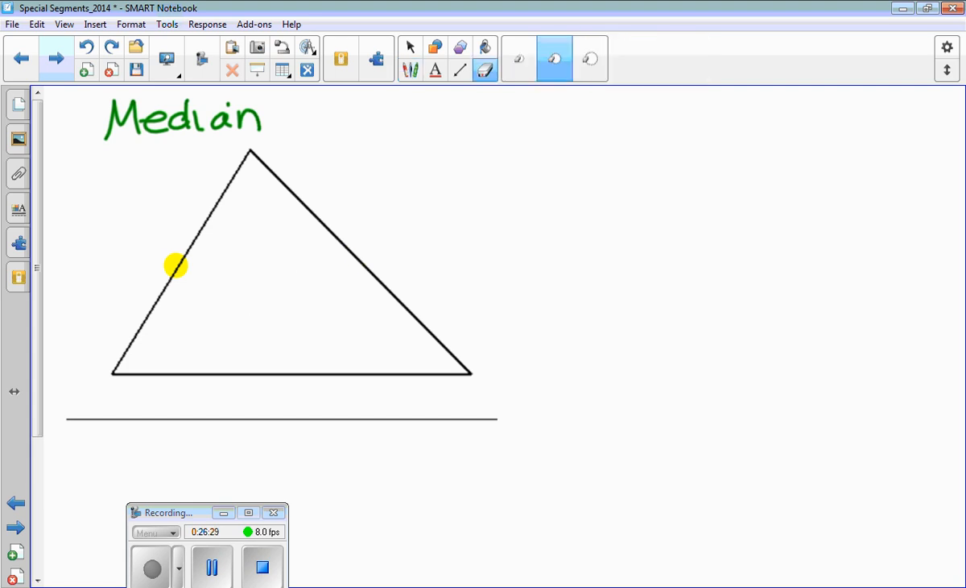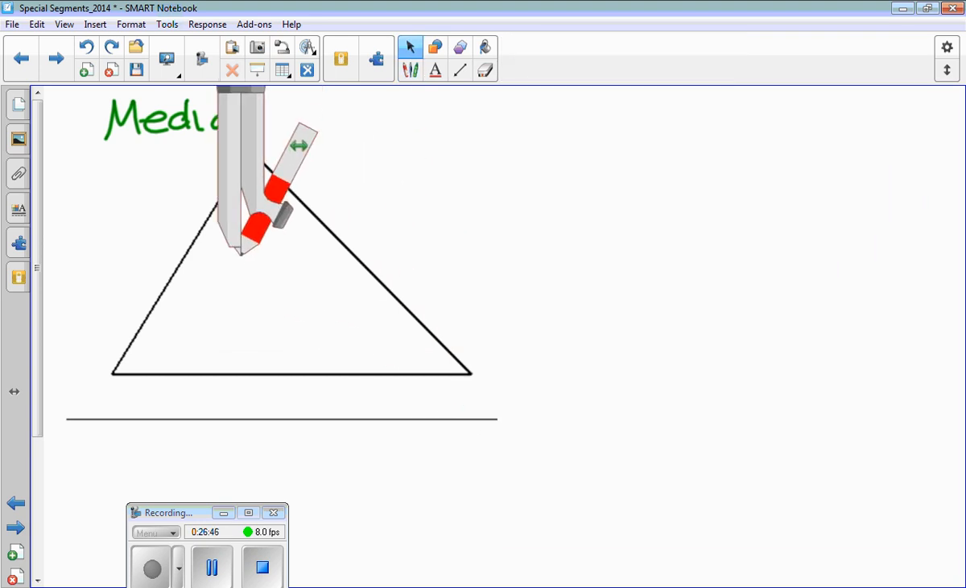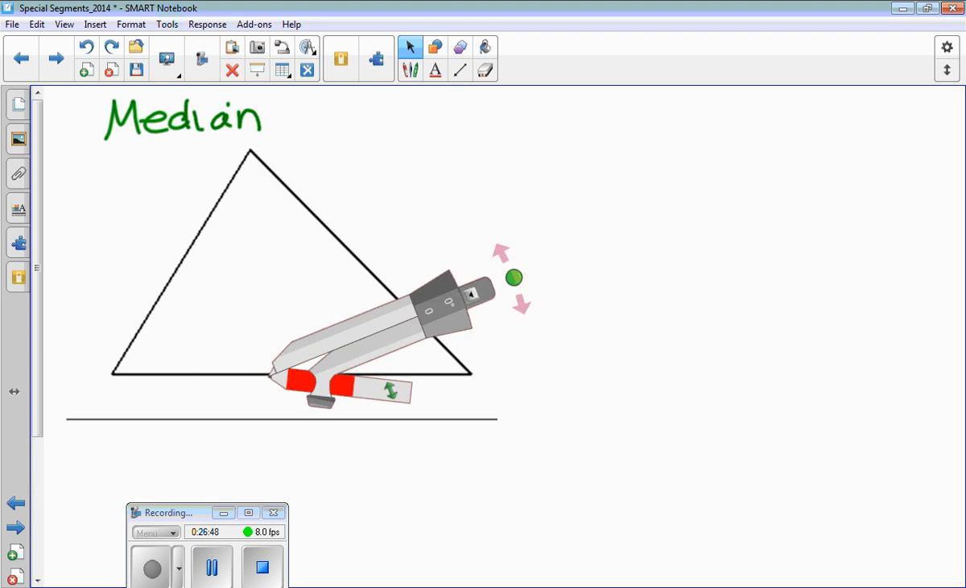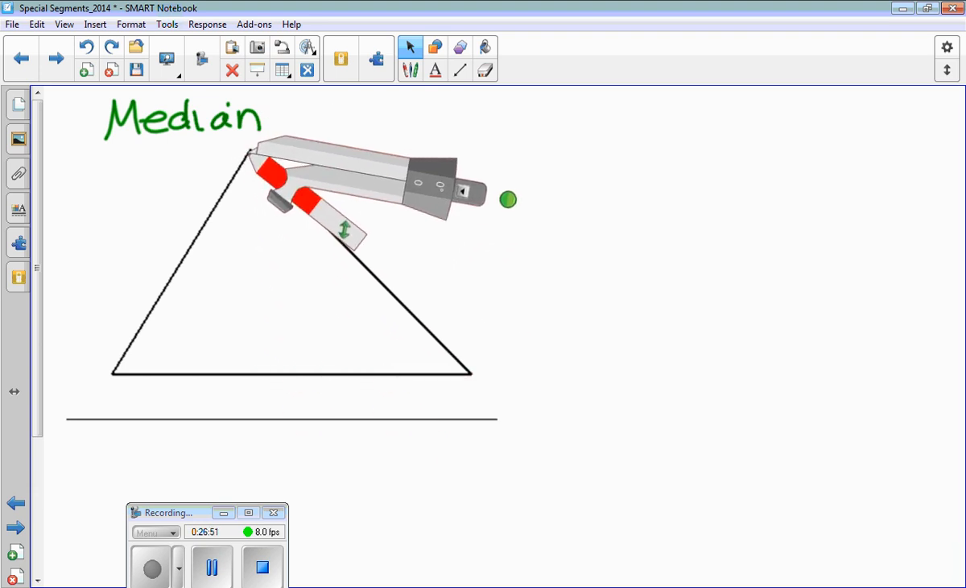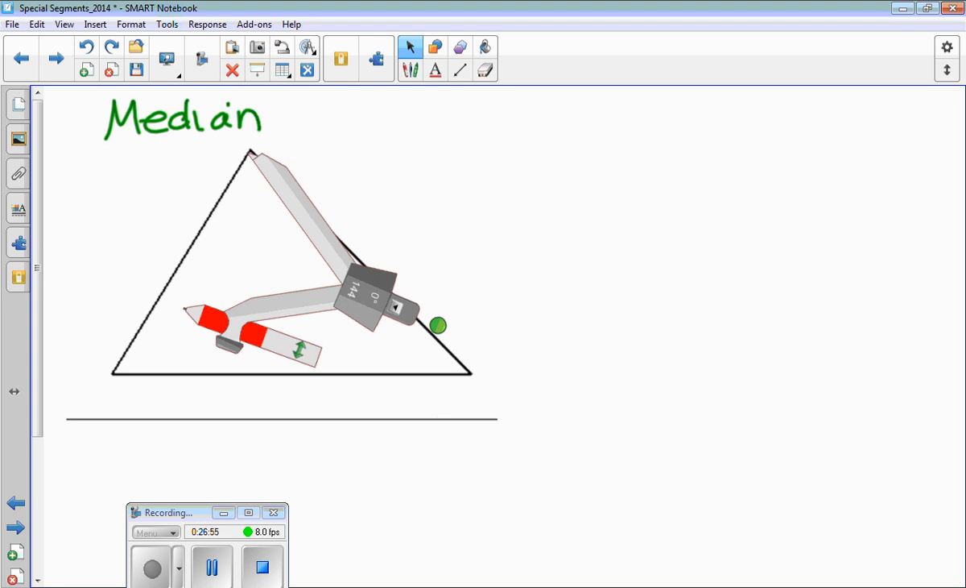But let's find the median of each of the sides. Let's start with the left-hand side. I want to find the middle of this segment. So here is where I'm going to move my compass a little bit, where I have to worry about more than halfway. Because when we talk about bisecting a segment, that's what we mean. So you want it more than halfway. And it's going to get a little messy.